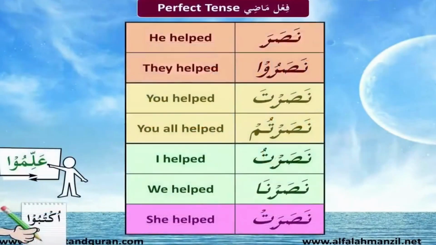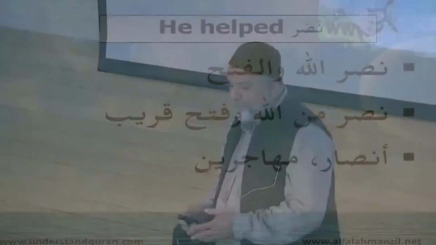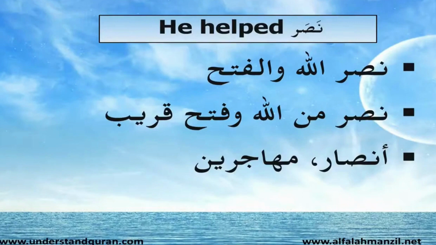So for the examples of Nasr or nasara, he helped, is Nasrullahi wal fath. Okay? Nasrun minallahi wa fathun qarib. Ansar, Muhajirin. Ansar is the plural of Nasir, meaning the people, the helpers. Why do they call them Ansar? Because when the Muslims migrated to Medina, they helped them. Did only one person help? No, the whole of Medina, the people of Medina, so they got the name of the Ansar. Yeah? Okay.